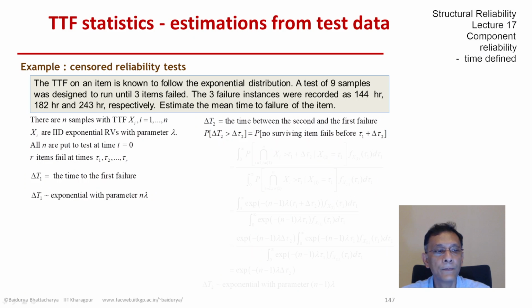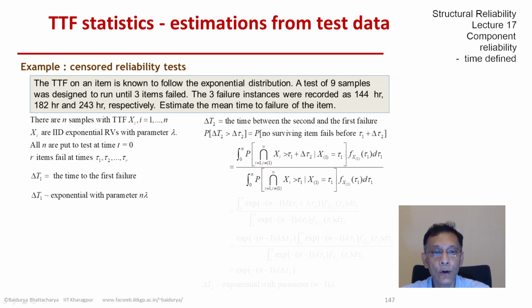So let's move to the next slide. We have already found out that delta T1 is exponential with parameter n lambda, and now we are in the middle of finding the distribution for delta T2, the time between the second and the first failure, and we ended with a ratio of 2 probabilities. Now let us condition both the numerator and the denominator on the time to first failure, x subscript parenthesis 1. So we are going to use the theorem of total probability on x 1, taking all possible values tau 1 integrated over the entire range.